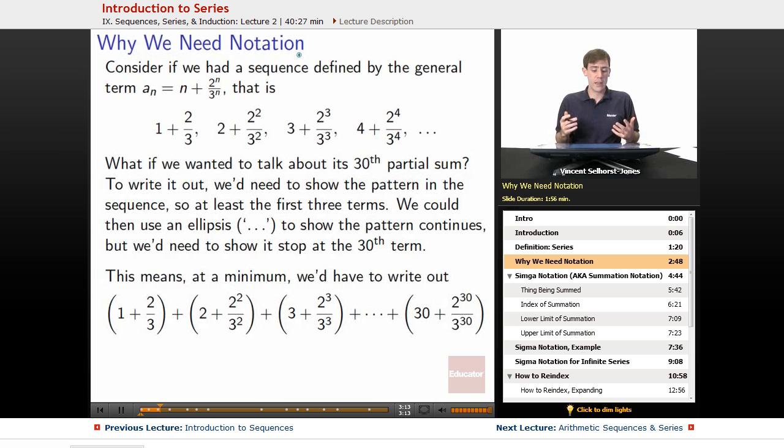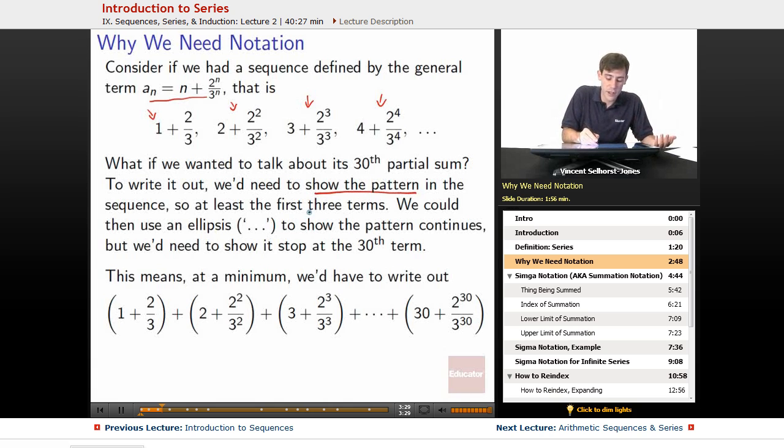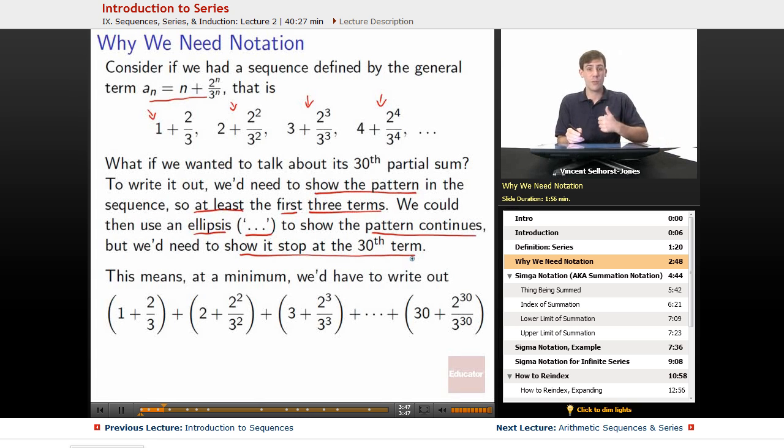If we wanted to write this out, we'd have to first show the pattern that occurs here, right? We have this pattern that created each one of these various terms, so we'd have to have that show up in our summation. Otherwise, we wouldn't be able to realize what pattern's going on. So we're going to need at least the first 3 terms. Then we could use an ellipsis to say that the pattern continues on in this manner. So we don't have to write a massive amount because we can use the ellipsis to say the pattern keeps going, but we're still going to have to show it stop at the 30th term. At a very minimum, we're going to have to write out the first 3 terms, the last term, and an ellipsis in the middle.